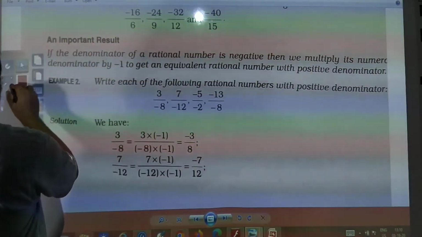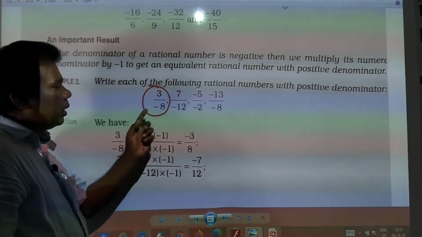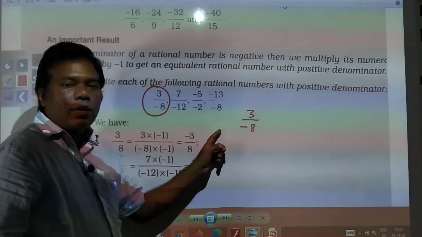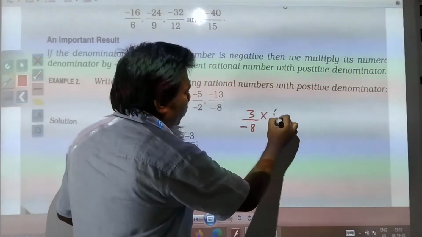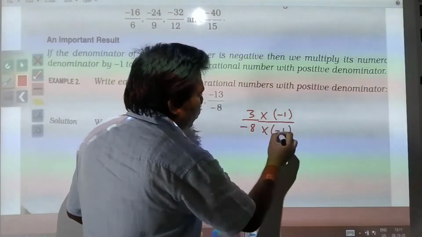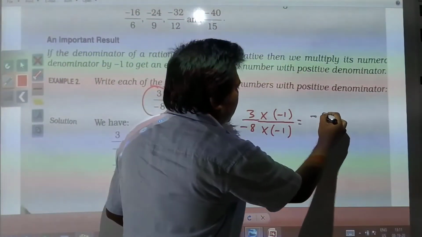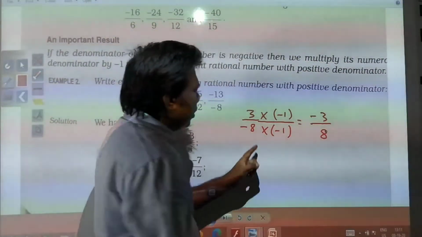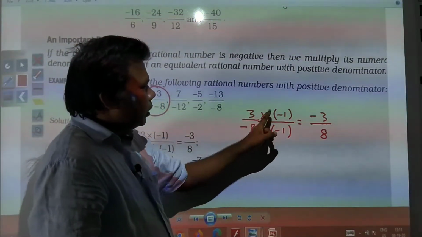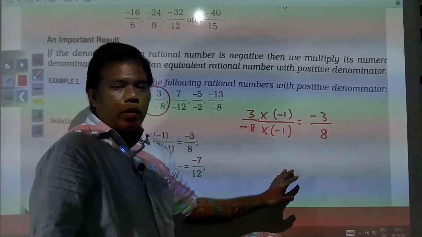So suppose a rational number has been written where the denominator is negative, say 3 by minus 8. What is required to be done? This is required to be multiplied by minus 1 in numerator and denominator, so that you will get a positive denominator. Minus into minus is plus, 8 comes. Plus into minus is minus, 3 comes. So minus 3 by 8 you have got.